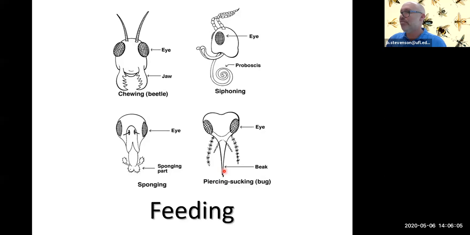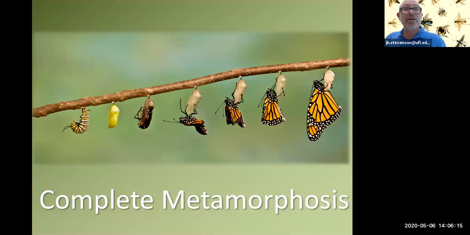So all these are made from the same mouth parts, just modified very differently across different groups of insects. Insects, of course, go through a process called metamorphosis. And I kind of think that the monarch life cycle has been done to death. I think we all know it, but here it is again, just in case you missed it for the past billion times.